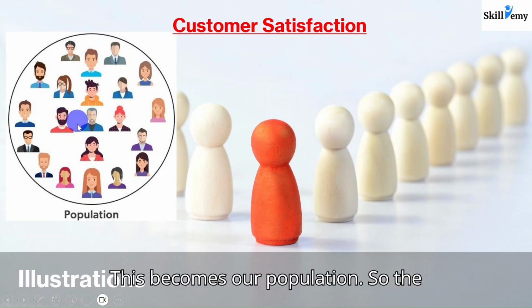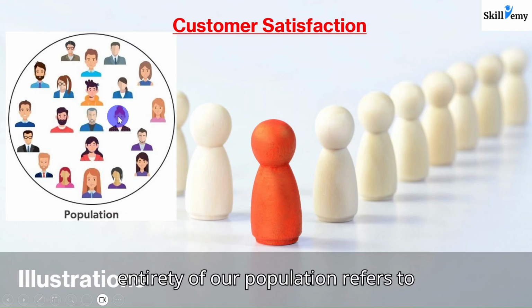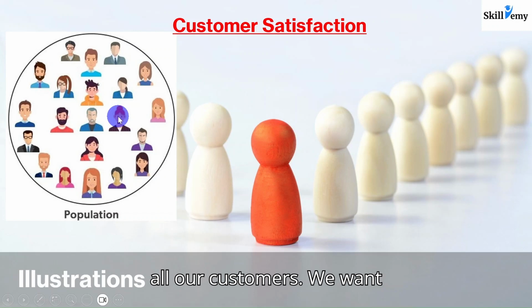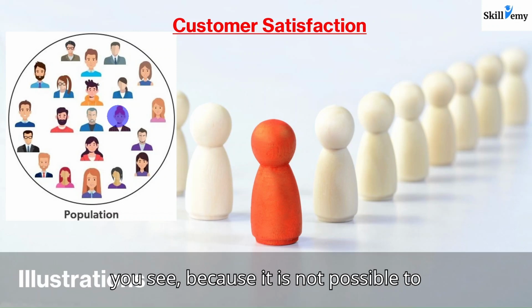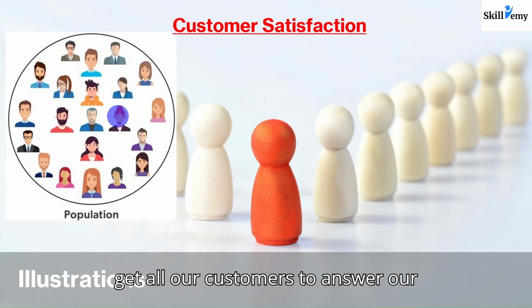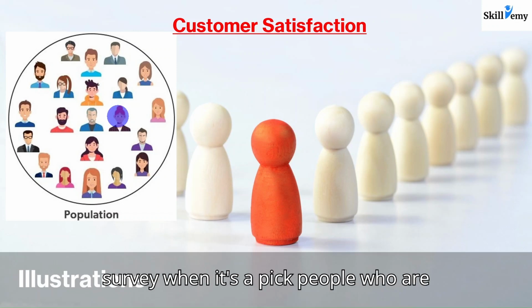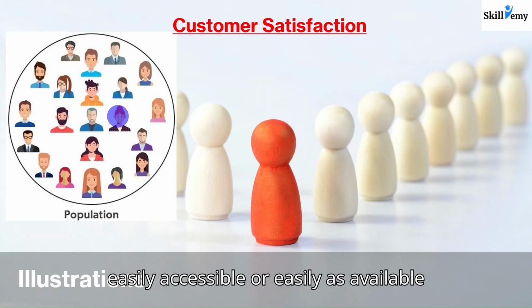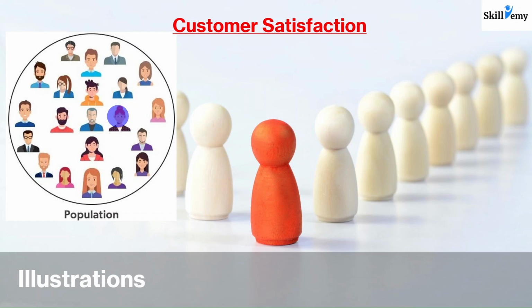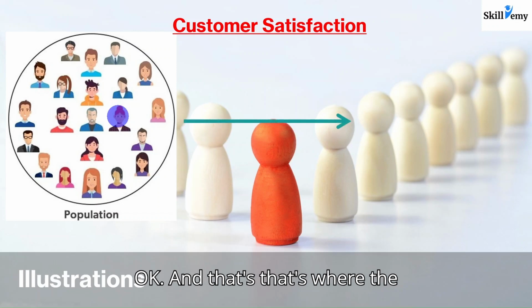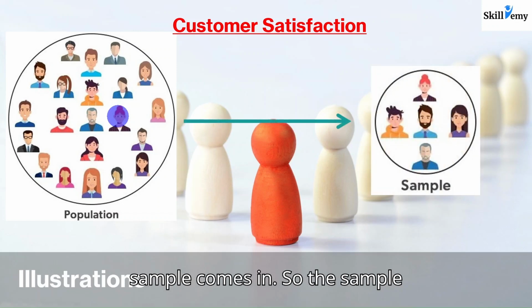All right, this becomes our population. So the entirety of our population refers to all our customers. We want to find out how satisfied they are. But you see, because it is not possible to get all our customers to answer our survey, we need to pick people who are easily accessible or easily available to give us the information that we want. Okay, and that is where the sample comes in.